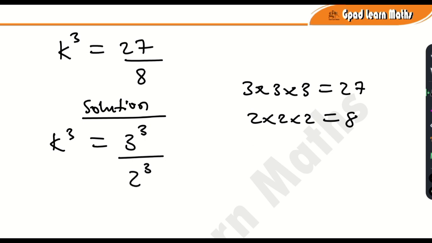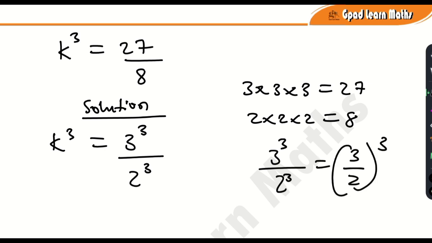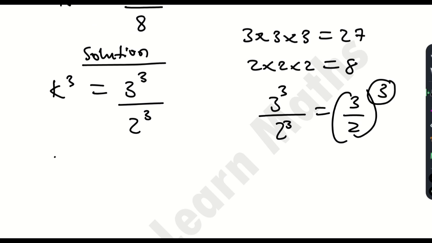Now, do you know that I can write 3 raised to power 3 over 2 raised to power 3 as 3/2 all raised to the power of 3? Sure, I can, because this 3 can be distributed to 3 and 2 because of the bracket. The bracket tells you that the power should be applied to every number in the bracket. So we're going to write it here. It's going to be what? 3/2 all raised to the power of what?